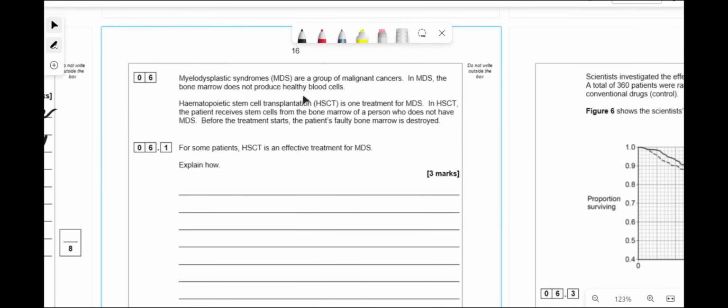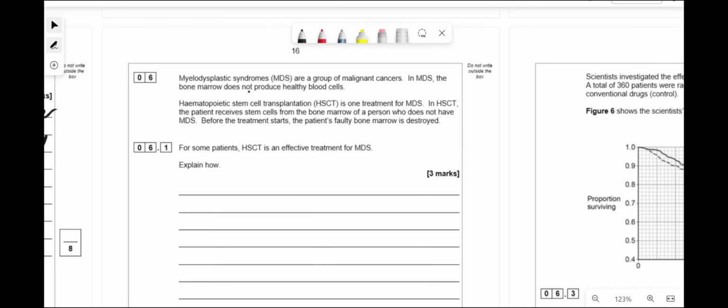Myelodysplastic syndromes, MDS, are a group of malignant cancers. So in MDS, the bone marrow does not produce healthy blood cells. Hematopoietic stem cell transplantation is one of the treatments for MDS. In HSCT, the patient receives stem cells from the bone marrow of a person who does not have MDS. Before the treatment starts, the patient's faulty bone marrow is destroyed. For some patients, HSCT is an effective treatment for MDS. Explain how.